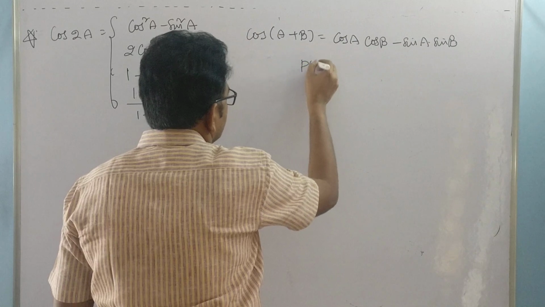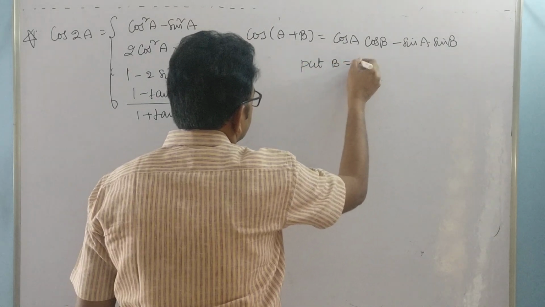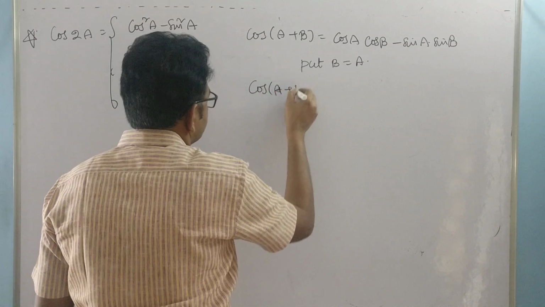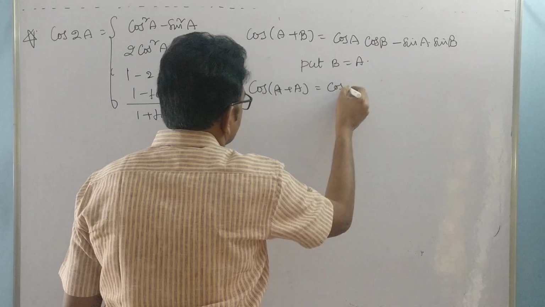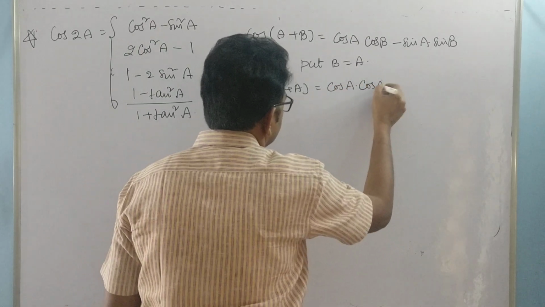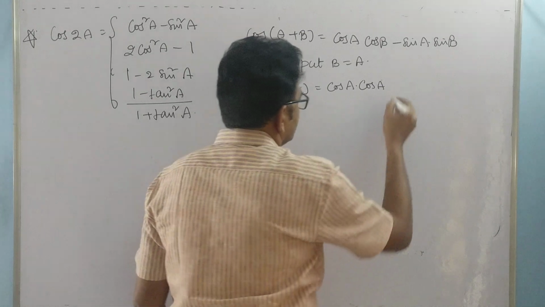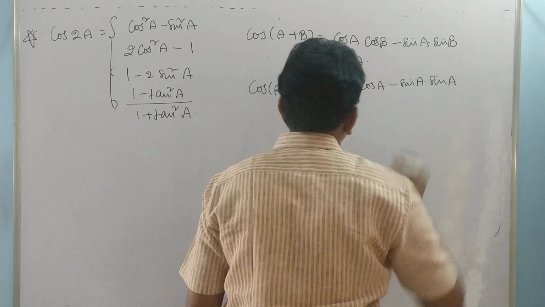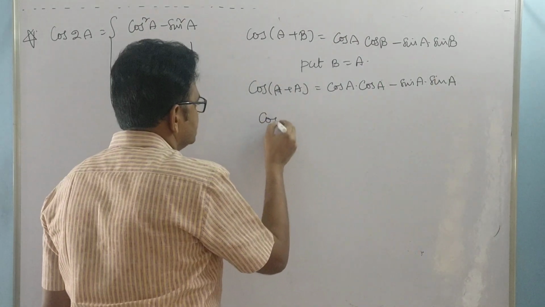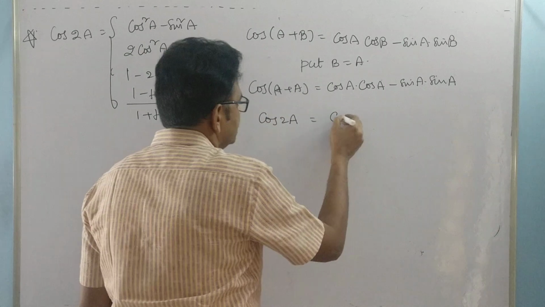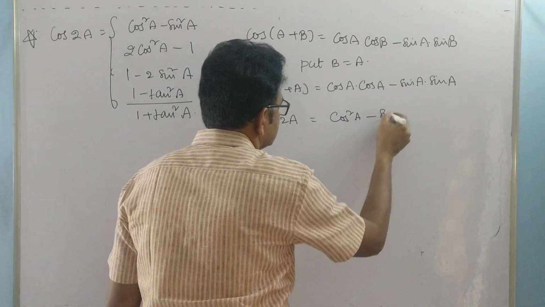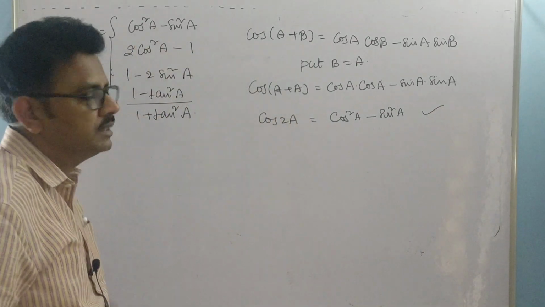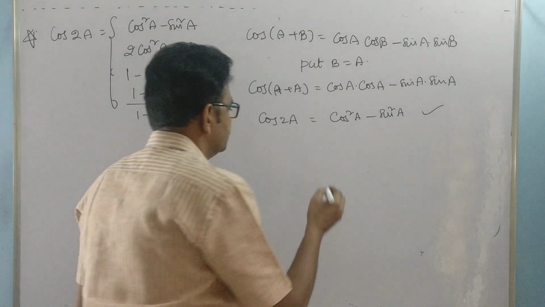Same as the previous one, put B is equal to A. So this is cos of A plus A is equal to cos A into, where B write A, minus sin A into sin A. So this is cos 2A is equal to cos square A minus sin square A. So you have one formula, cos square A minus sin square A.